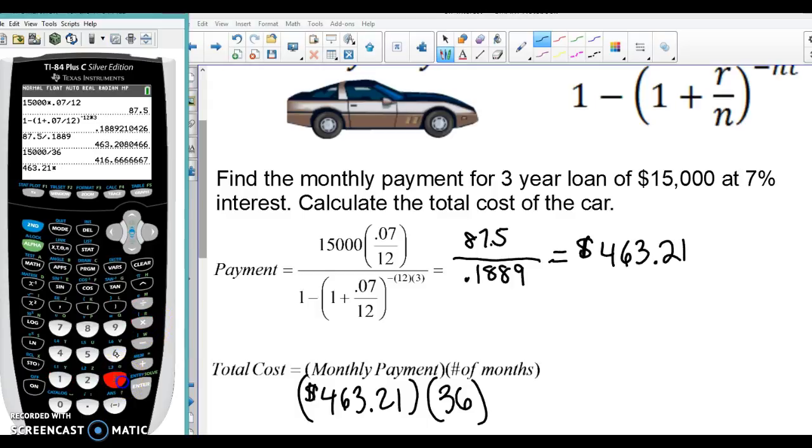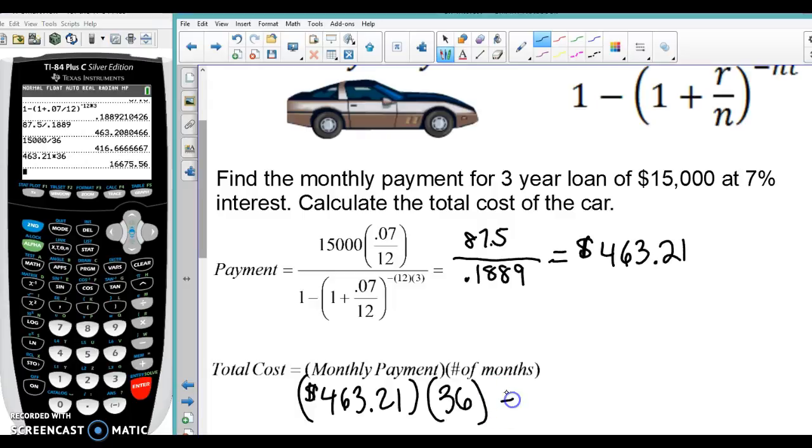So I'm going to get 463.21 times 36 and get a total. My $15,000 car will actually end up costing me $16,675.56. If I had had a 4-year loan, that would have been the monthly payment times 48. 5-year loan would be times 60, and so on.